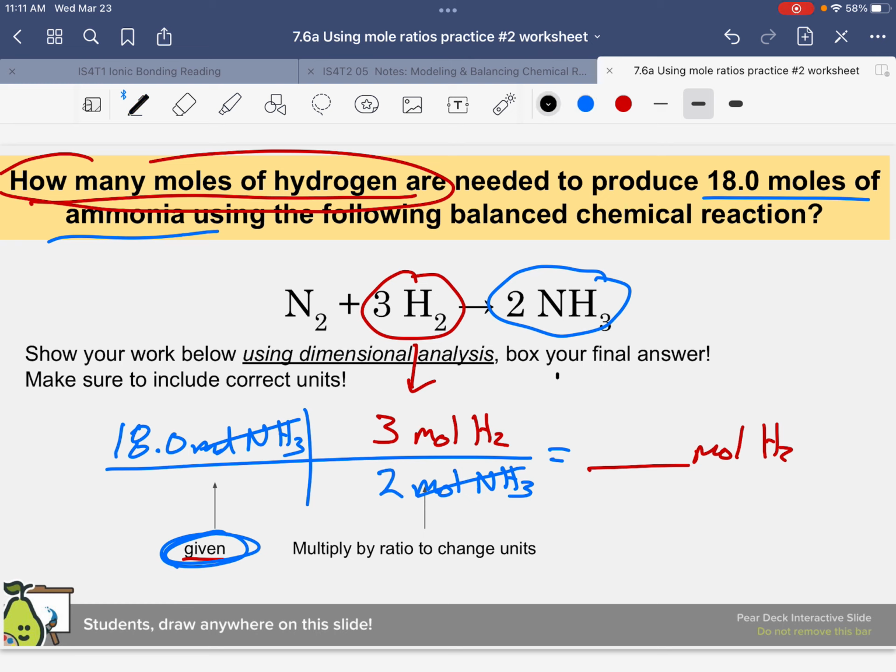My calculator, I'm going to do 18 times 3 divided by 2. And you should get 27.0 moles of hydrogen. If you just said 27, it's the same value.